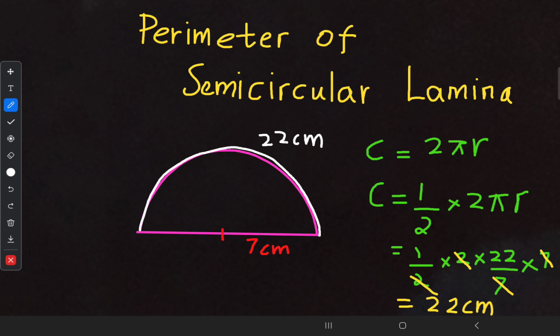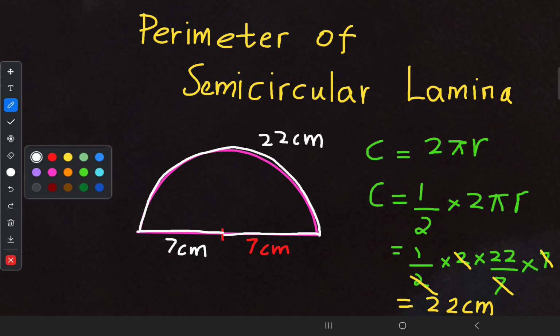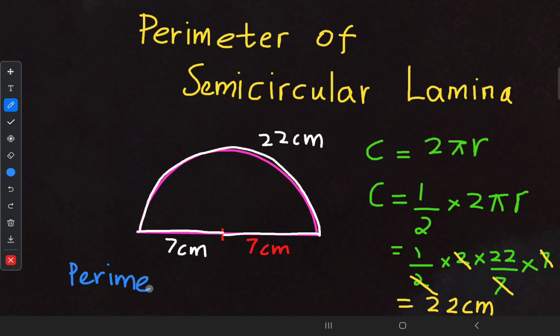Here our question is to find the perimeter. So 22, and this radius is 7. What is this radius? That one also is 7 centimeters. To find the perimeter we have to add: 22 centimeters plus 7 centimeters, and again another 7 centimeters. 22 plus 14 would be 36 centimeters. That is the perimeter of this semicircular lamina.